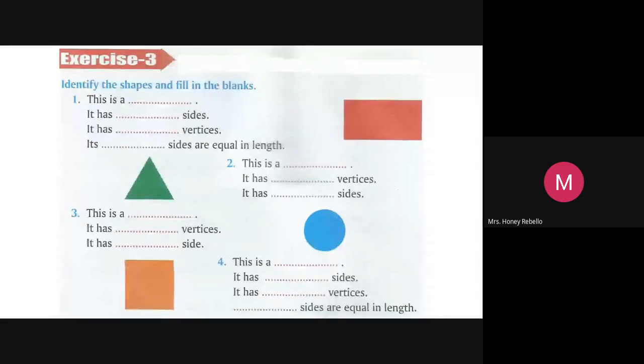Ma'am, I can't see the present. You no need to see now. I told you not to make noise. Okay, I told you not to make noise. Other side I made correction.